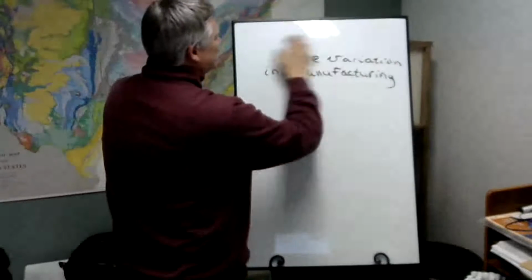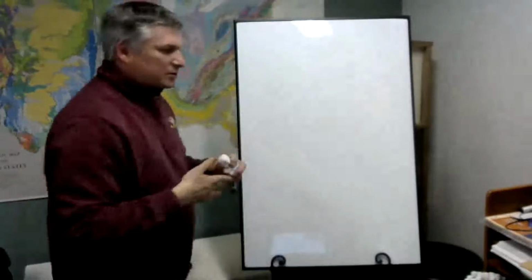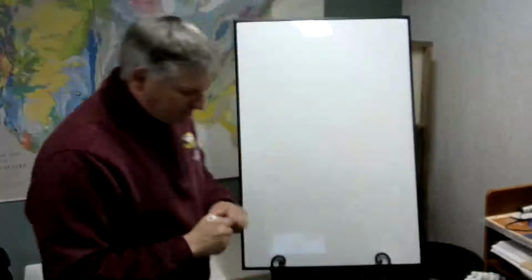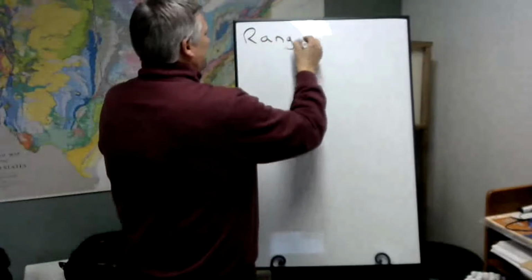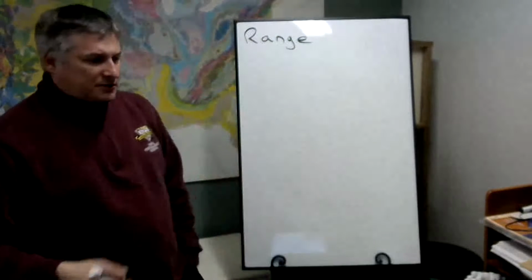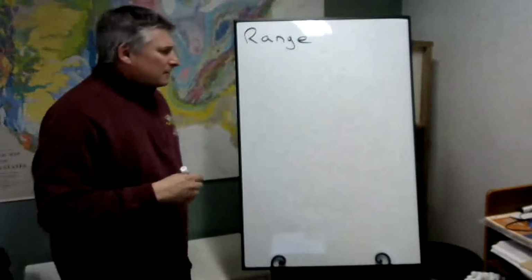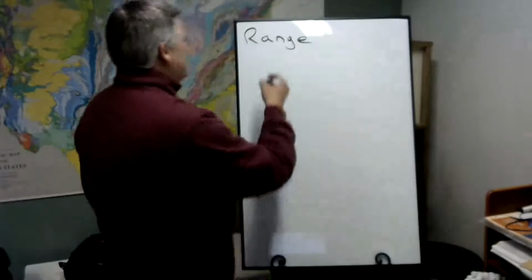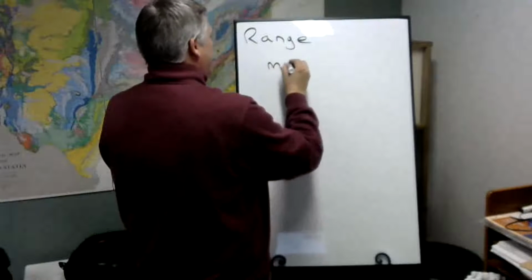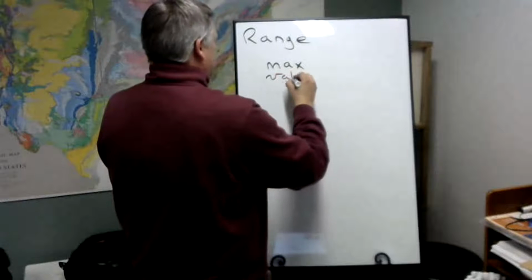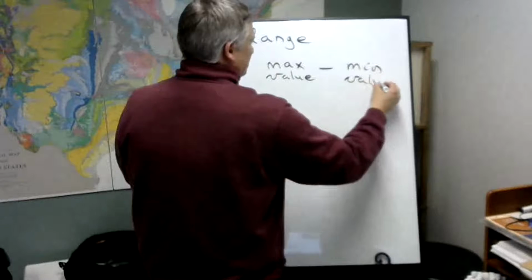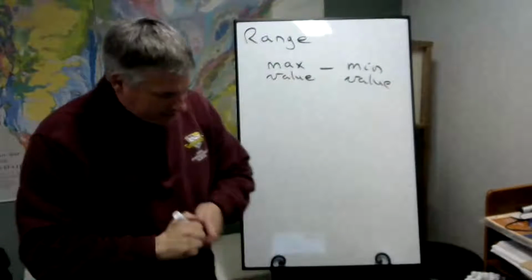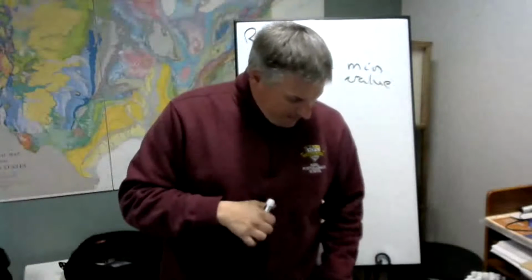Now, the first measure of spread, which was mentioned when we talked about mid-range as a measure of center, is the range. What range is, it's the max value minus the minimum value. So max value minus minimum value.